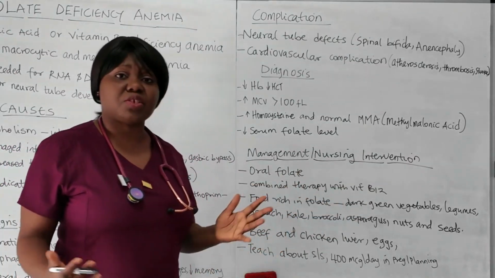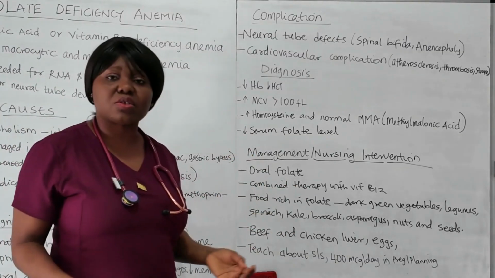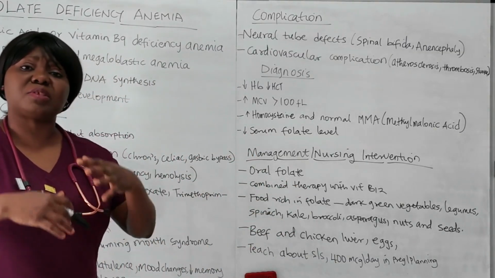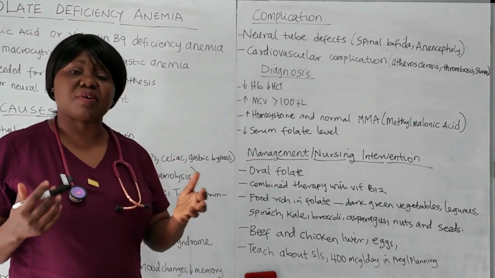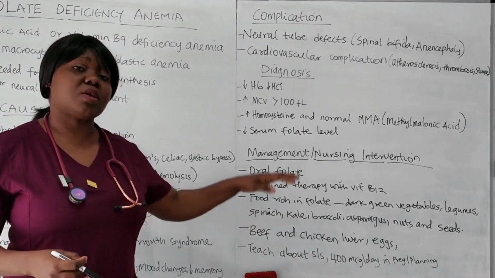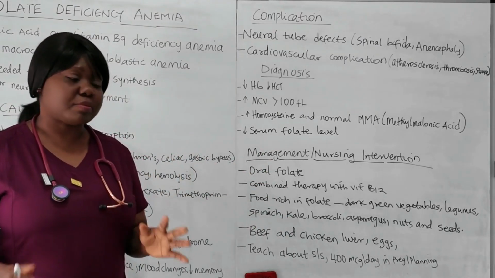those dark green leafy vegetables, legumes, spinach, kale, broccoli, asparagus, nuts, seeds, and fortified cereals. It's also present in things like beef and chicken liver, especially liver. In eggs, you can also get folate. You get folate also from oranges, from citrus fruits, very important.